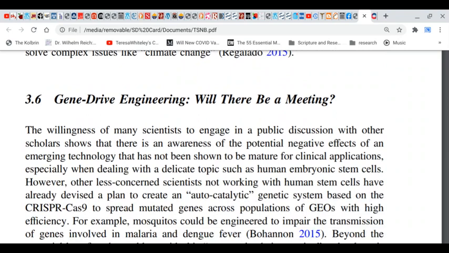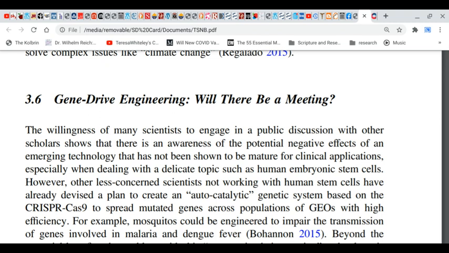Gene drive engineering. Will there be a meeting? The willingness of many scientists to engage in public discussion with other scholars shows that there is an awareness of the potential negative effects of emerging technology that has not been shown to be mature for clinical applications, especially when dealing with delicate topics such as human embryonic stem cells. However, less concerned scientists not working with human stem cells have already devised a plan to create an autocatalytic genetic system based on CRISPR-Cas9 to spread mutated genes across populations of GEOs with high efficiency.